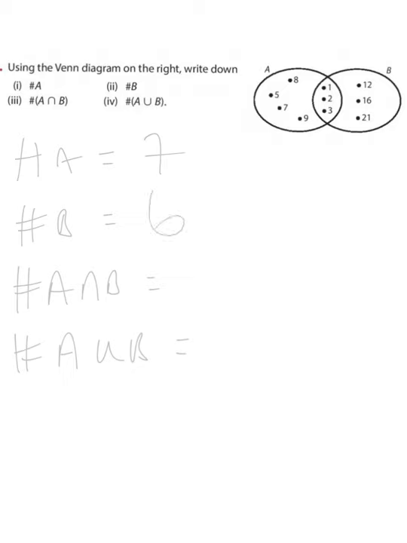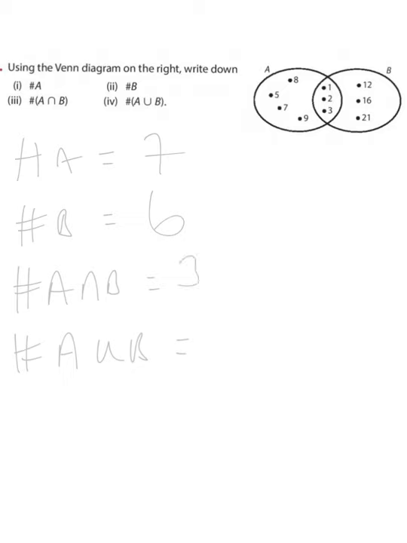The A intersection part, so how many? Remember that the intersection part is where they have both in common, so it's where the two sets will interlink. So we have 3 elements here: 1, 2, 3. So this would be 3.